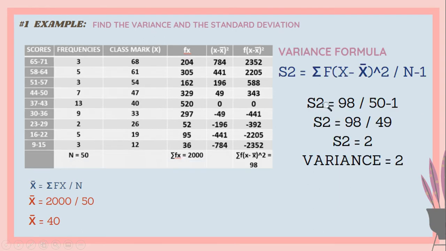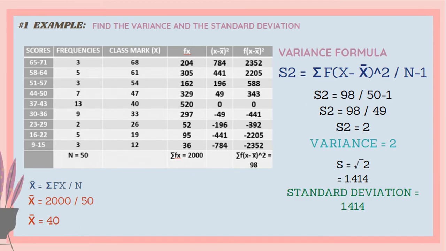And then next, we are now going to solve for the variance and the standard deviation. So as you can see, this is the formula for the sample variance. So we need to substitute. The summation of f times x minus mean squared is 98, so we will put it there. And the n is the summation of frequencies, which is 50. Subtract it by 1, so it will be 49. And then 98 divided by 49 is equal to 2. So our variance for this data is 2.